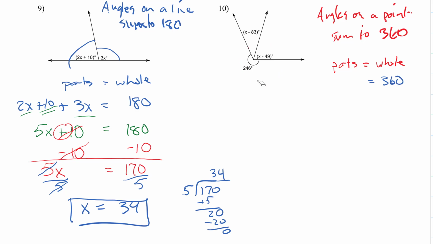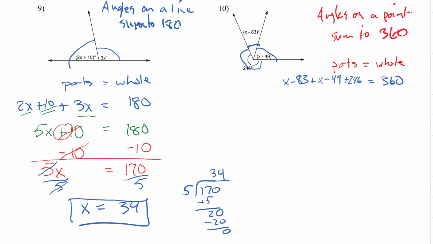I'm going to erase this real quick. And then, let's see, let's just start here. I've got x minus 83, then plus, because I'm adding the parts, right? Plus x minus 49, that's the second part. Then plus, what's the last bit? 246.